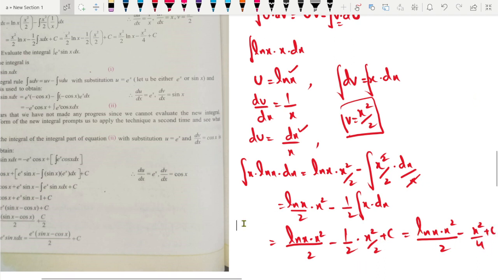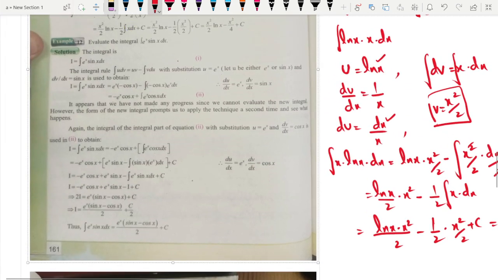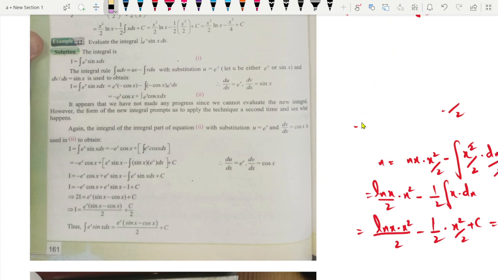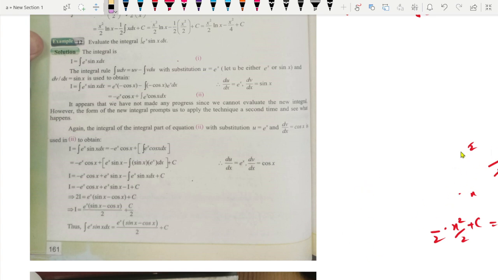Now the next example about integration by parts is the integral of e to the x and sine of x. Now we will take sine of x as u and e to the x as dv. Now the integral of e to the x sine of x dx.